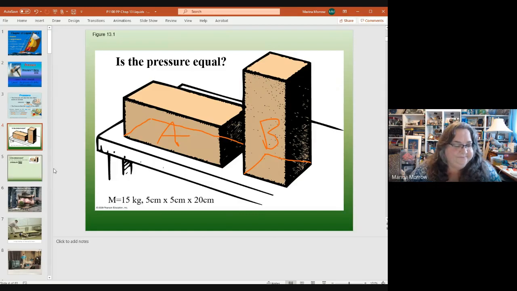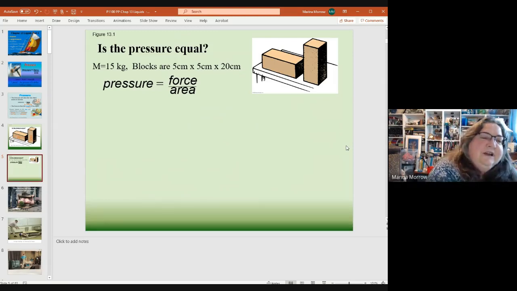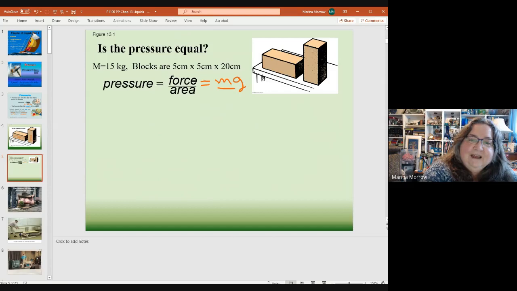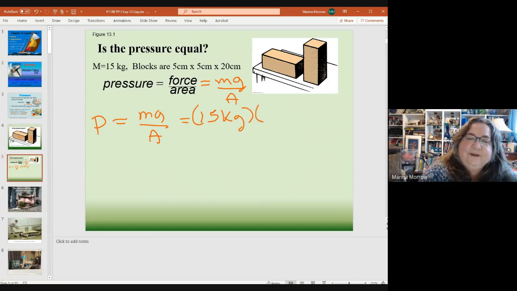So let's go prove that. Okay, so pressure is force divided by area. And let's do block A first. So again, because what's pushing downward is the weight of the block, we're going to change this to mg divided by the area. Okay, so pressure is mg divided by the area. We've got a mass of 15 kilograms. So that is not the force, of course. That is just kilograms, mass. So to make it into a weight or force, we need to multiply by g, 10 meters per second squared. And we're going to divide by the area.